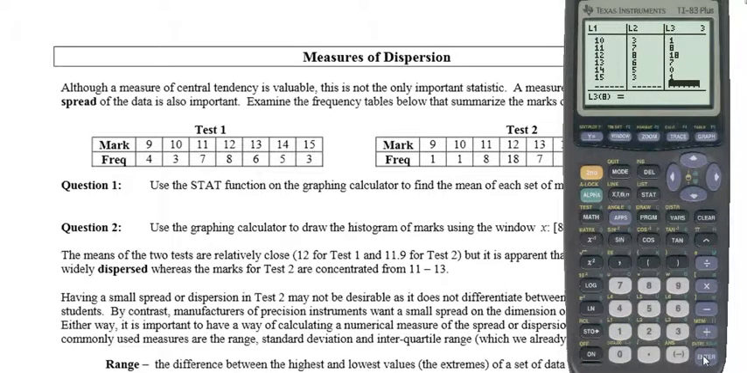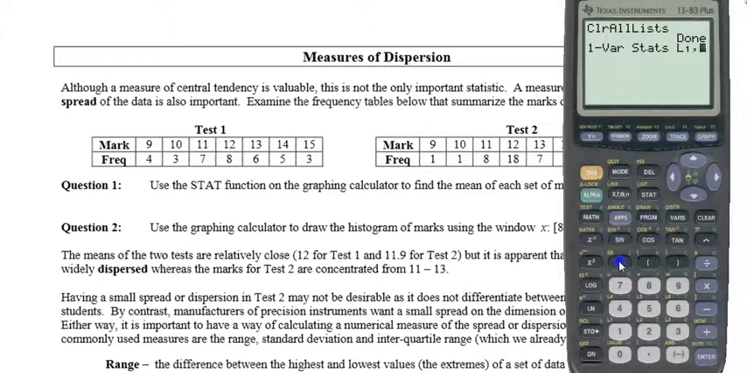Okay, I'm now going to go to stat, calc, one variable stats. Now, with the older firmware, you need to tell it, so you say my x values are in L1, and then a comma, and my y values are in L2. If you've got the newer firmware, then you'll say list is L1 and the frequency is L2. Okay, and we hit enter.